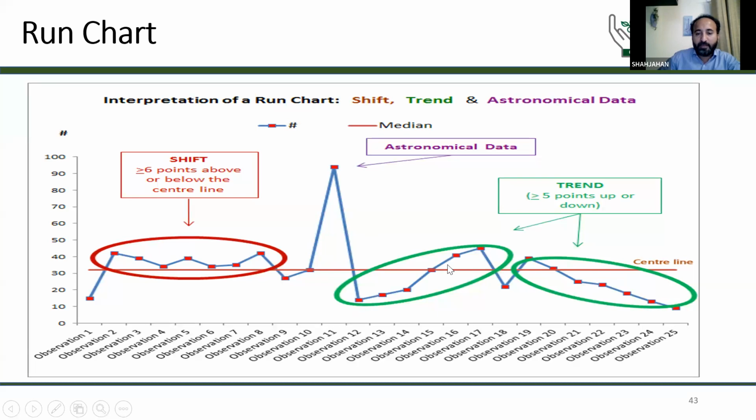But if we have 5 or more points going up or going down relative to the center line, that is known as a trend. And any value which is very far away from the center line, like you can see here, this is the astronomical data. It means there is some problem here. This is not normal in our data. So here, this is the shift, this is the astronomical value, and this is the trend, going up or going down.